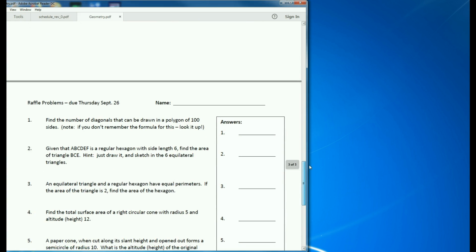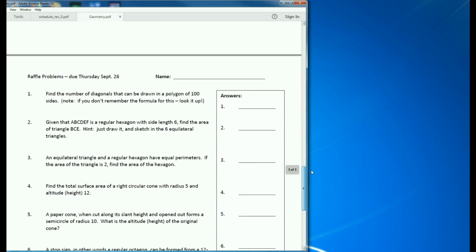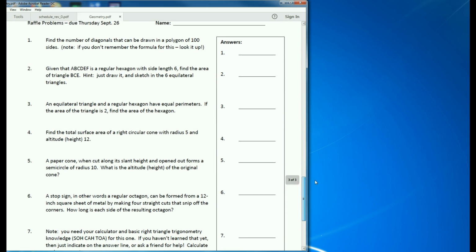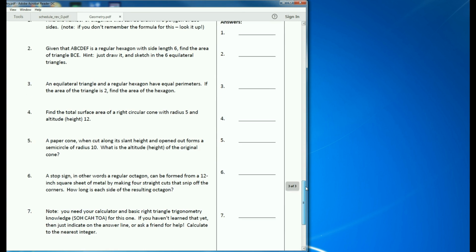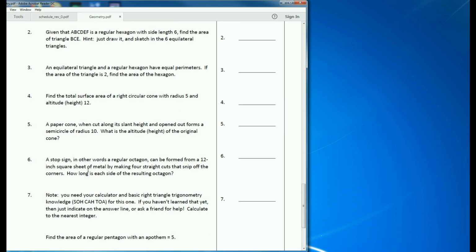To solve your raffle problems for this week, I think they're pretty straightforward. Definitely 1, 2, 3, 4, and 5 are fairly straightforward. 6 maybe a little more involved. 7, like I said, you need to do this on your calculator because you're going to have to take a tangent. And if you haven't studied basic right triangle trigonometry yet, that's okay. Just indicate that on your answer line here.